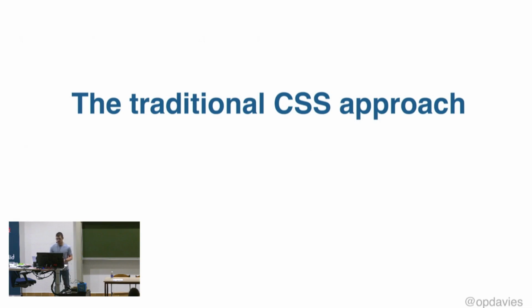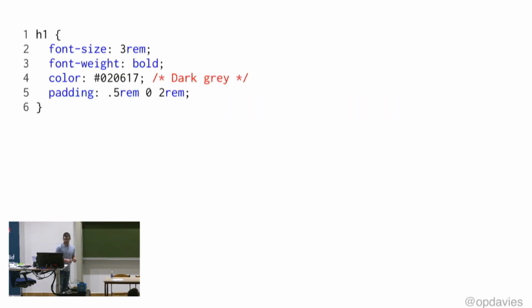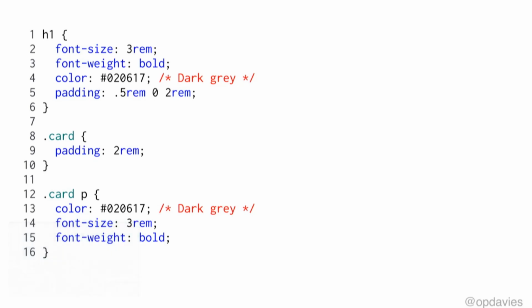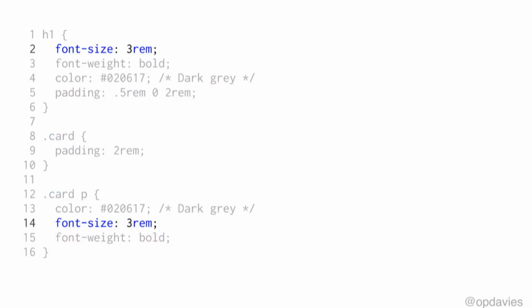So the traditional approach, we write something like this. In the CSS file, we've got H1. We're going to set a font size, a weight, a color, and some padding, and we'll set the values there. I assume most of us have written CSS like this before, similar to this. And of course, we expand this and we add more things. We've still got an H1. We've also got a card component now with some padding, and then we've got a card styling the paragraph within the card. We're already starting to see duplication here.